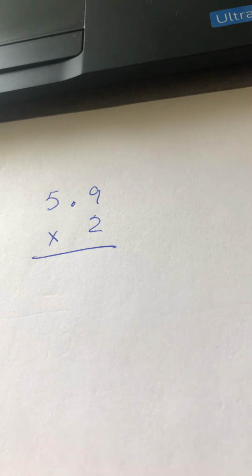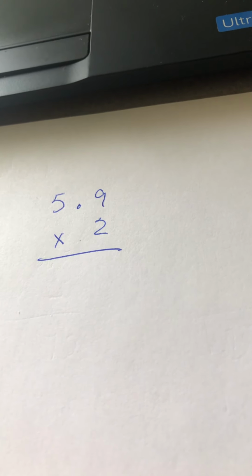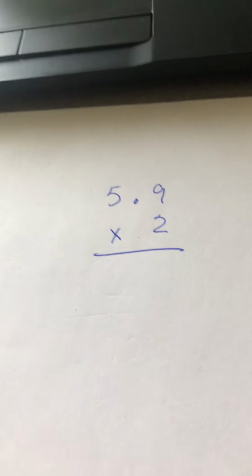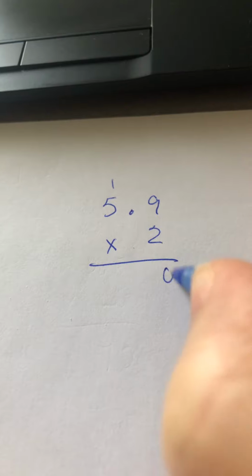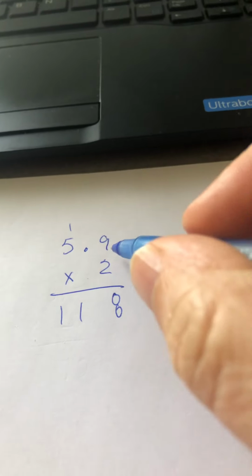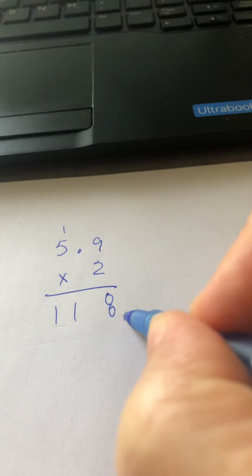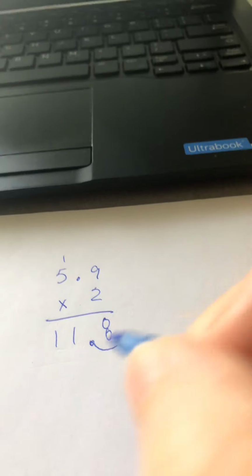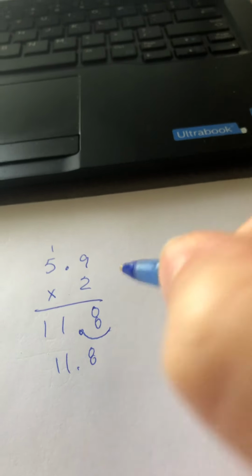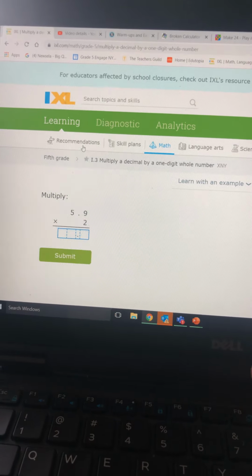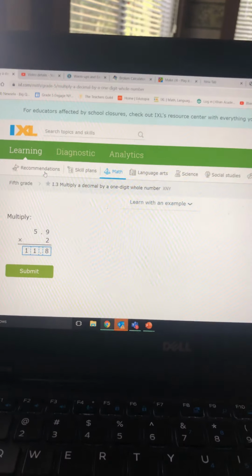So let's jump in. Let's just multiply as if the decimal wasn't even there, okay? So 2 times 9 is 18. 2 times 5 is 10, plus 1 is 11. And then we move our decimal place over once. 11.8 is our answer. Oh, how's you go backwards here? That's interesting.